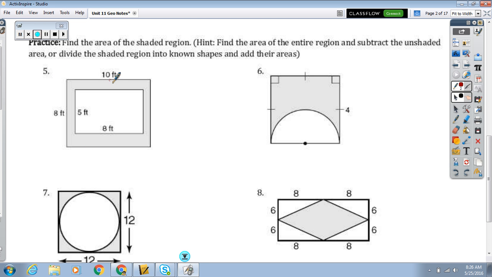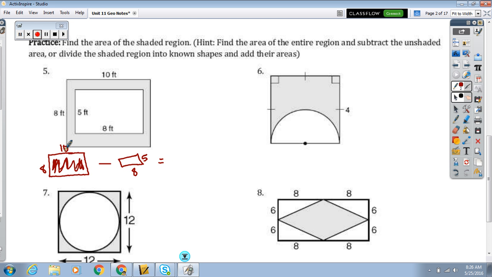So for instance, when I look at number 5, I see this big rectangle and then a small rectangle inside of it. And one thing that I think is really helpful is to draw sort of a map of what I'm doing. So I've got this big 8 by 10 rectangle and it's all shaded in. If I want just the shaded area, I would subtract out the little white rectangle in the middle. So this little rectangle has dimensions of 5 by 8. And when I've drawn this little map, it really helps me conceptualize what's going on.